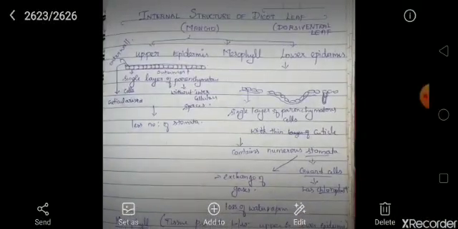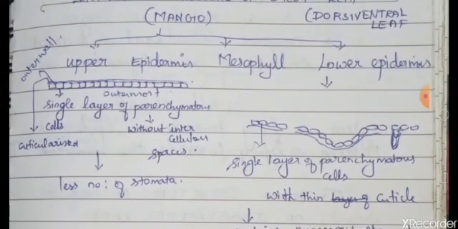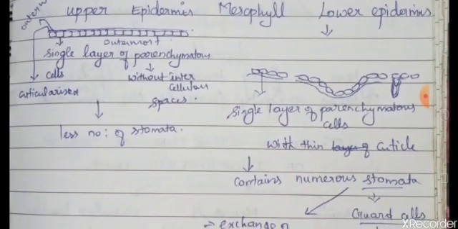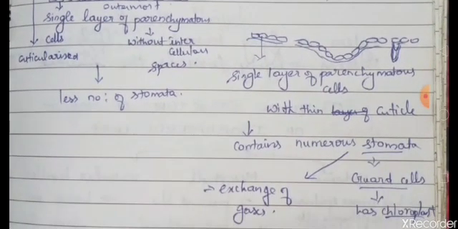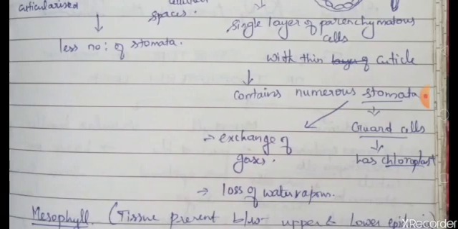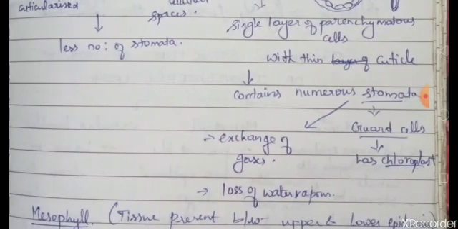While in the case of lower epidermis, it is also a single layer of parenchymatous cells with a thin cuticle. It contains numerous stomata, guard cells, and it also contains chloroplast. So, what is the role of stomata? It is the exchange of gases and loss of water vapor. So, this is how the stomata helps the leaf cell.